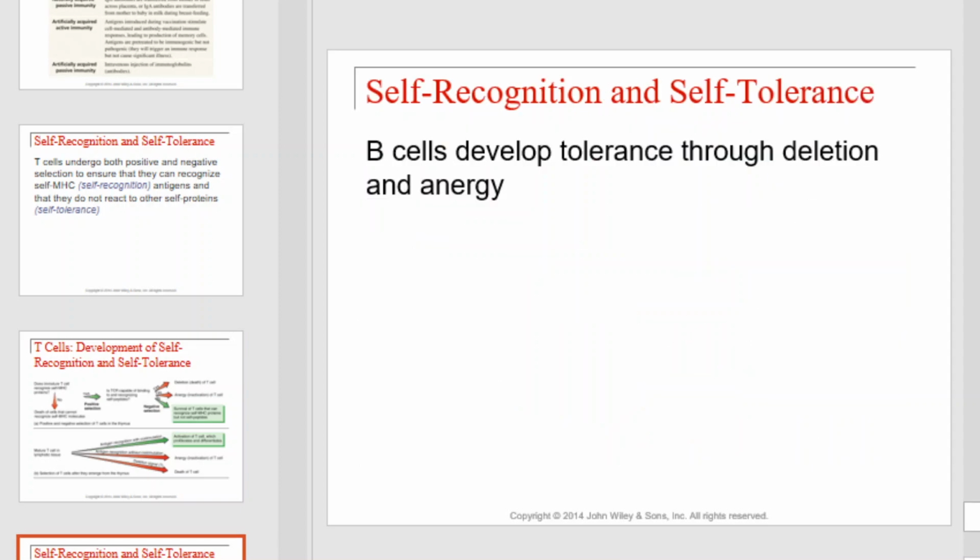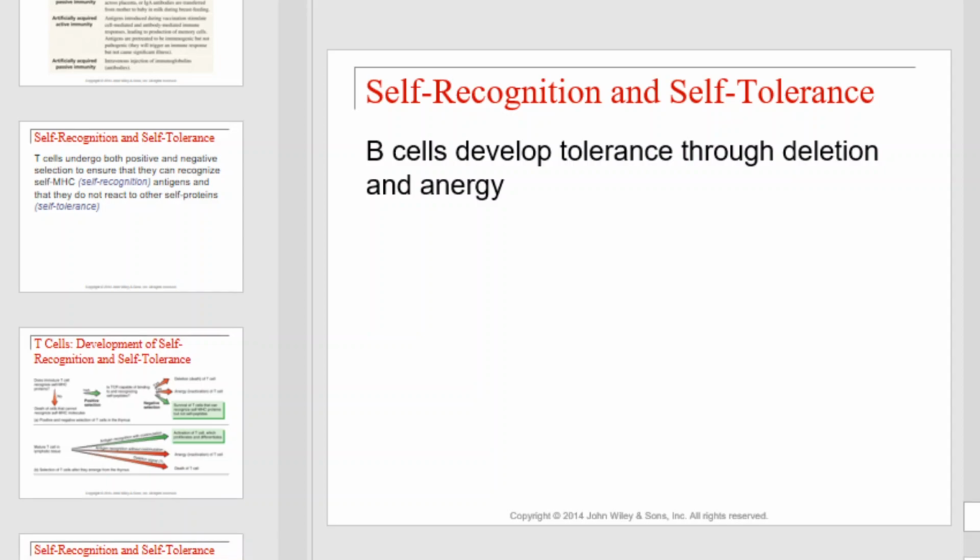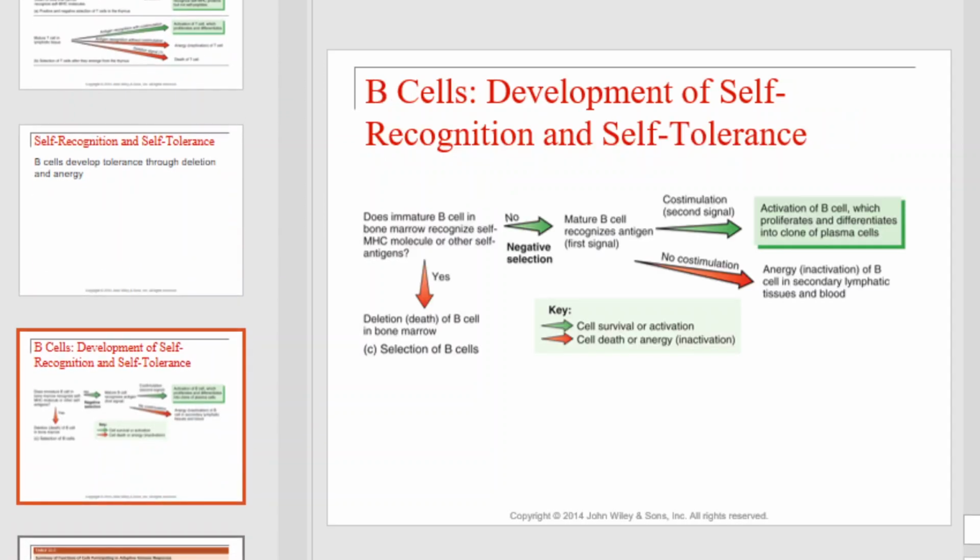B cells develop tolerance through deletion and anergy. This table further explores the process of B cells developing self-recognition and self-tolerance.